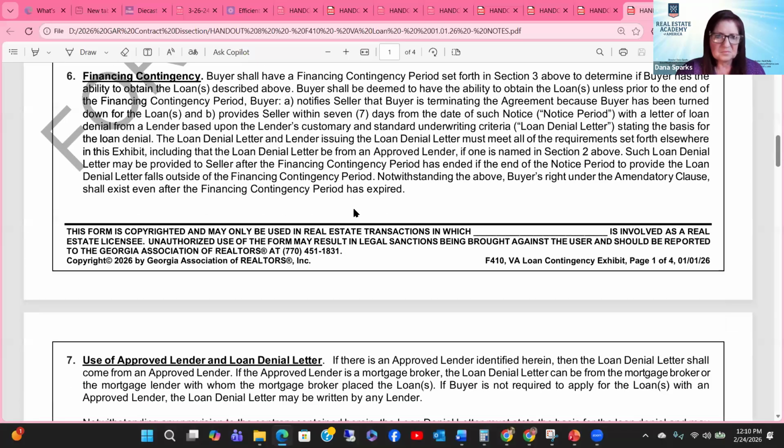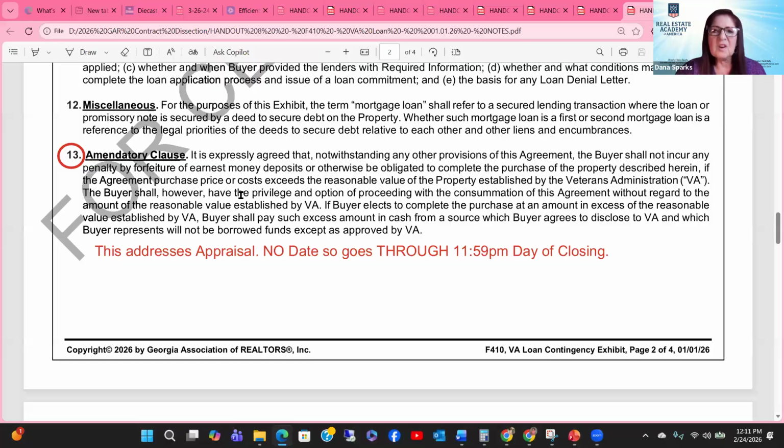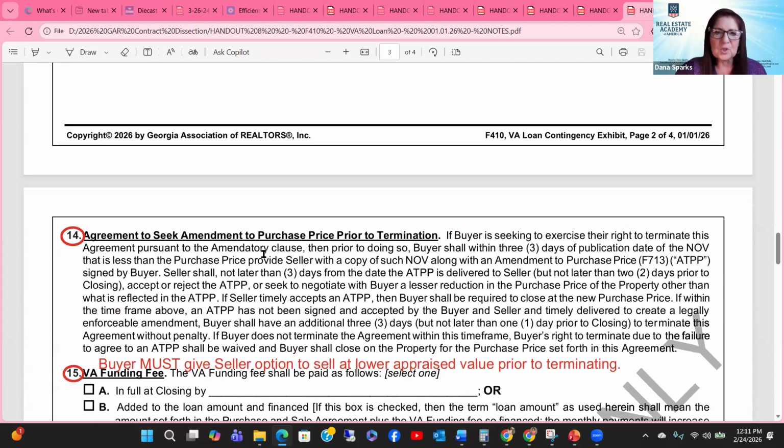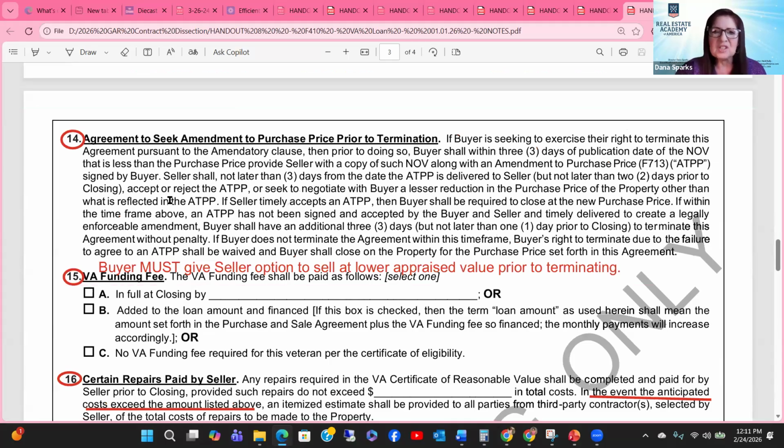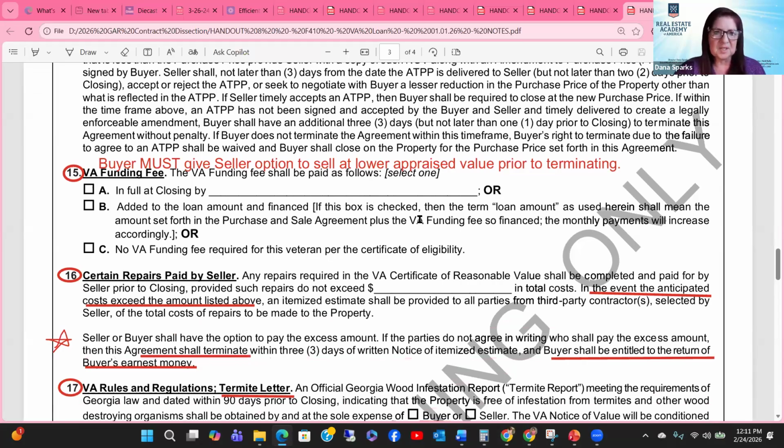One exception, 2 exceptions. A mandatory clause. There is no fill in the blank for the dollar amount. This basically means sale price. The property must appraise for sale price. If not, the buyer has termination rights, but they're not immediate. You first have to give the seller the option to sell to the buyer at the lower appraised value. Here are the time frames and the amendments to send. If not, the buyer may terminate and will get the earnest money back. Again, no time frame, so it goes through day of closing.